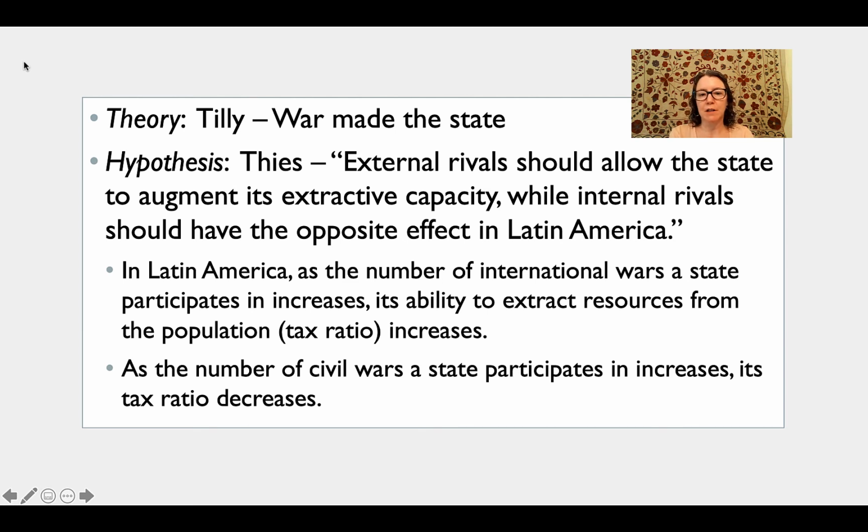This does describe the variables in the relationship, but a better way to phrase this as an actual hypothesis is: in Latin America, so a phrase describing the scope first, as the number of international wars a state participates in increases, so here the number of international wars is the independent variable, its ability to extract resources from the population, or the tax ratio, also increases. So again, here you can see what the specific dependent variable is, tax ratio. You can also see what the proposed relationship between them is. So an increase in the number of wars leads to an increase in tax collection by a state. It's a really specific test of the general theory that war made the state. Again, we'll be getting into more detail on cause and effect and reading statistics in later videos.